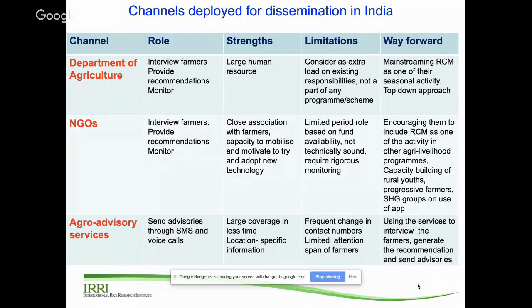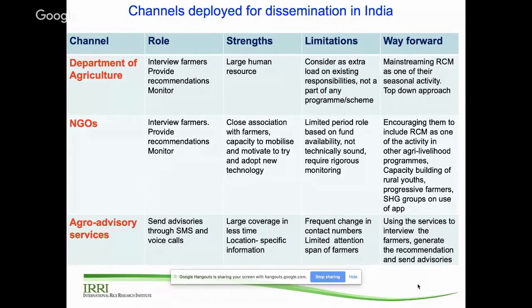Now, though we do have a physical force on the ground, we still need channels to push the recommendations to the farmer in a more efficient and timely manner. So we are working with various organizations, including Precision Agriculture for Development, IFFCO, and Kisan Sanchar Limited. They are helping us in converting these recommendations into SMS and voice calls, and then transferring them to the farmers as and when the time of application of a particular management comes.